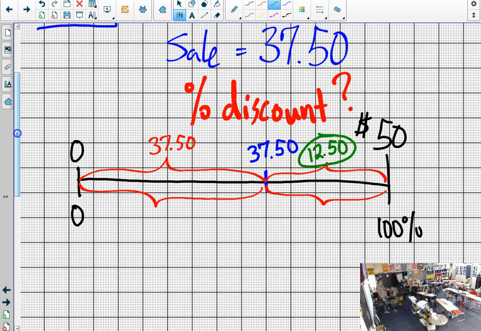Somebody in your group, if you're not using a calculator, you need to look at a calculator. Take the part we saved, divide it by the whole amount, and multiply by 100. You get 25% is the amount she saved.